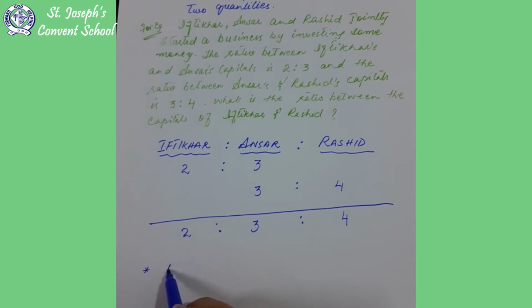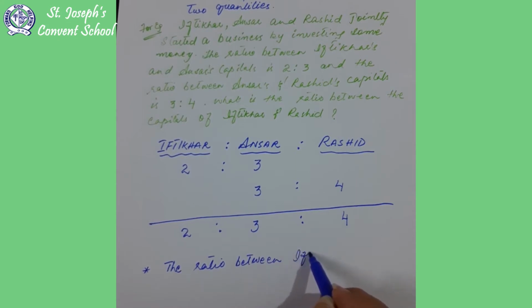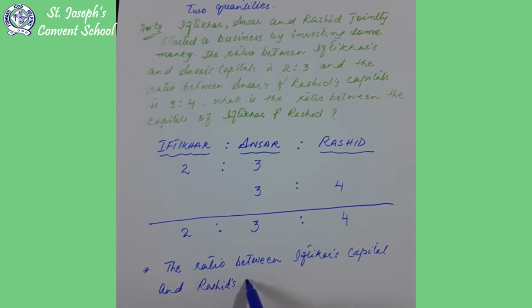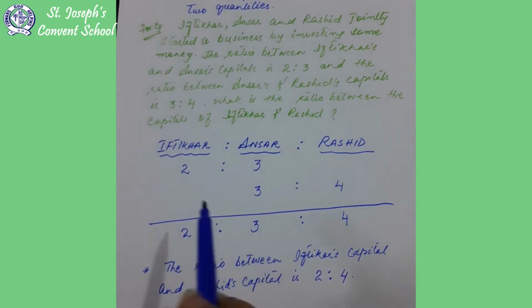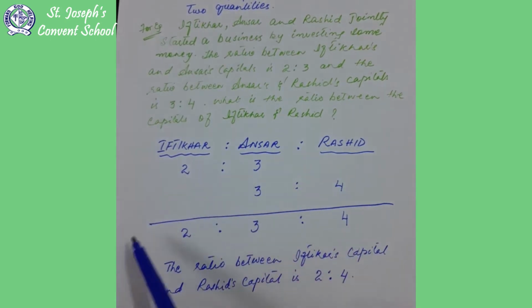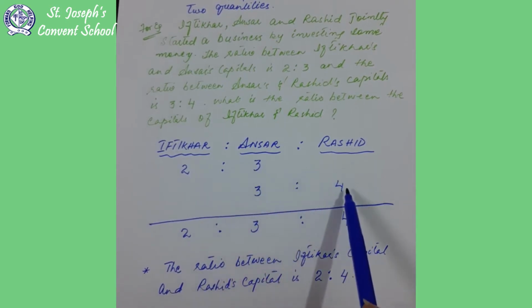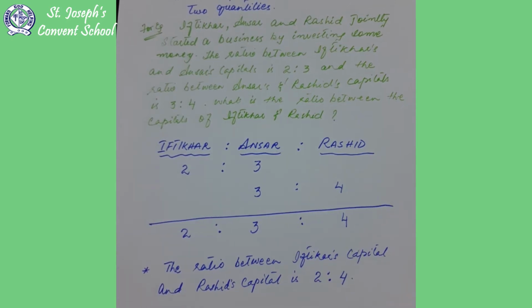So this way you have to make the columns. The ratio between Iftikhar's capital and Rashid's capital is 2 to 4. So this way you have to write the quantities. Here three persons are given, three quantities, so compare the ratios. Iftikhar and Ansar was given, Ansar and Rashid was given, so you have compared Iftikhar and Rashid. It's not difficult, it's easy. Just write what is given in the question and write the ratios accordingly.